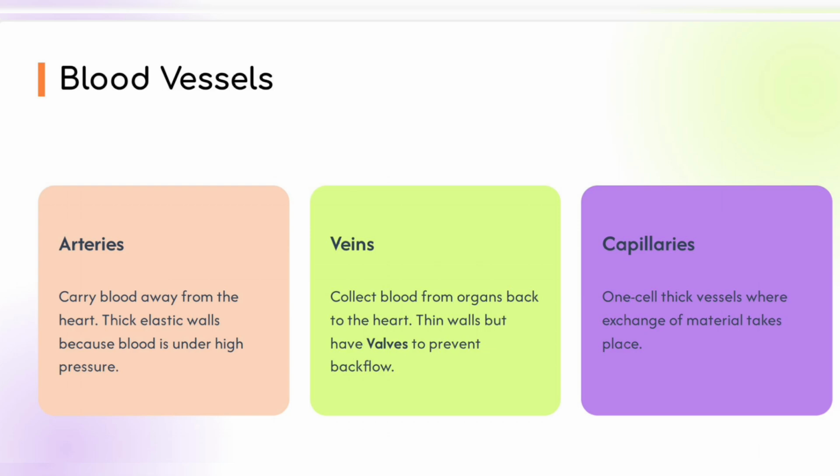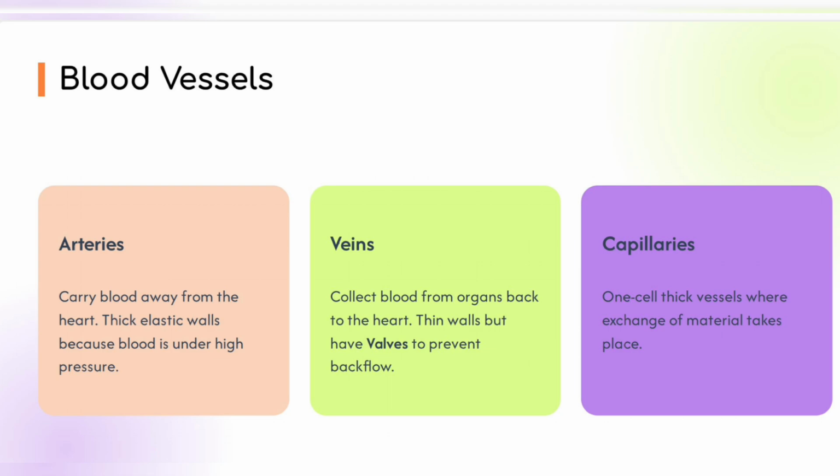Next one is veins. These collect blood from the organs and bring it back to the heart. Their walls are thinner, but they have valves to prevent the backflow of blood. Veins collect blood from the organs back to the heart, with thin walls but valves to prevent backflow.